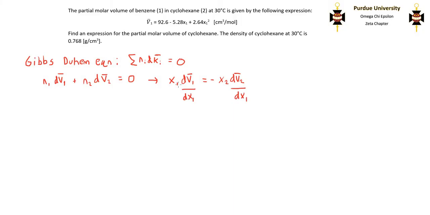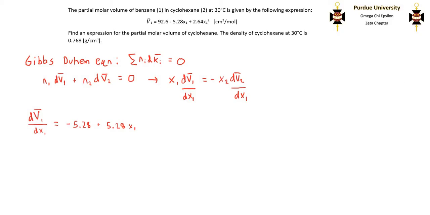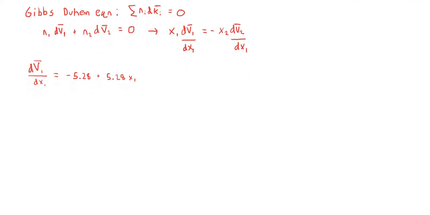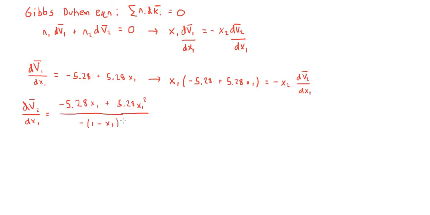From here, I'm going to divide each side of the equation by dx1. This term, dV̄1 over dx1, we can solve by taking the derivative with respect to x1 of this equation up here. Now I'm going to plug the derivative we just solved for back into the Gibbs-Duhem equation. Since this is a binary mixture and the sum of the mole fractions x1 plus x2 must be equal to 1, x2 is equal to 1 minus x1. We can simplify this further to get rid of the 1 minus x1 in the denominator.